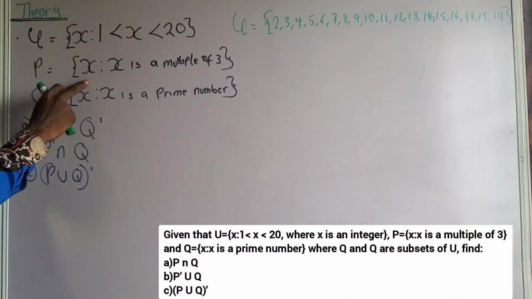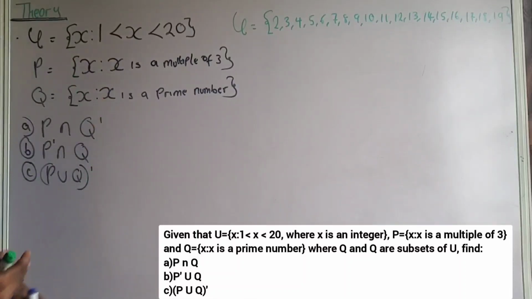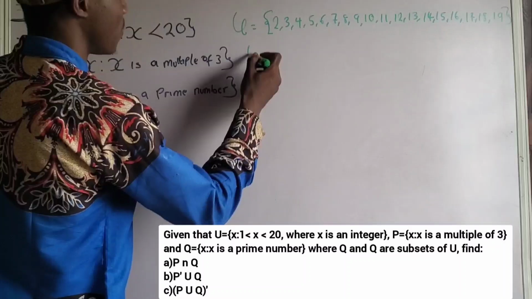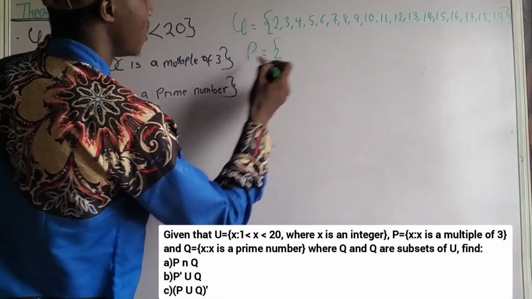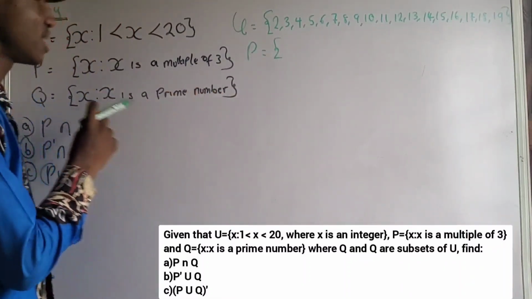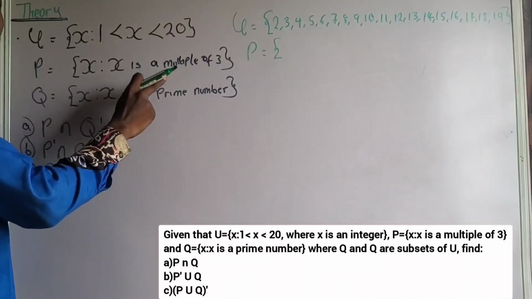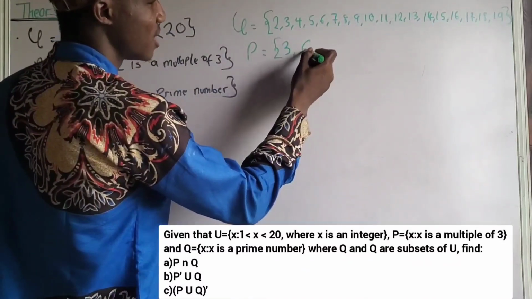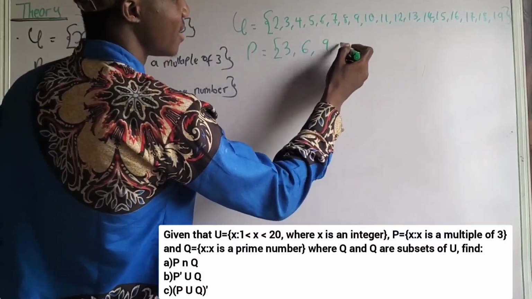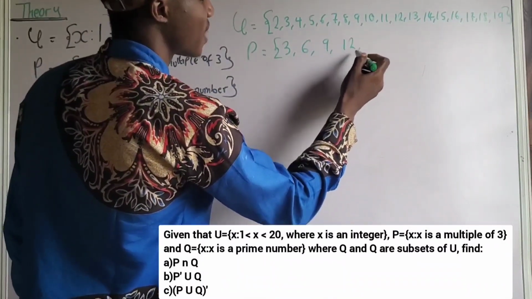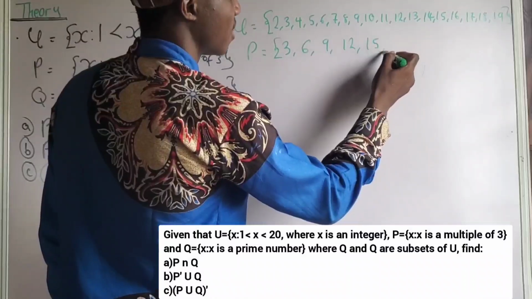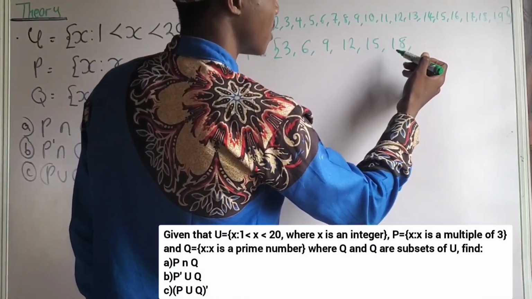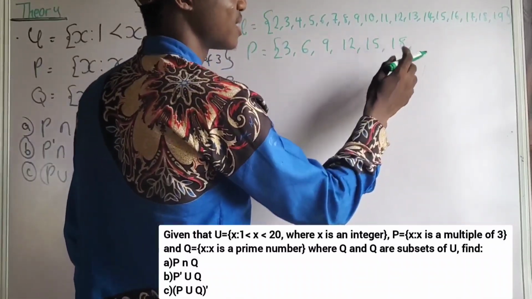Okay, now look at the other set. P equals x such that x is a multiple of 3. For set P, I'm going to have 3 times 1, that is 3, because x is a multiple of 3. Are you getting what I'm trying to say? So 3 times 1 is 3, 3 times 2 is 6, 3 times 3 is 9, 3 times 4 is 12, 3 times 5 is 15, 3 times 6 is 18, 3 times 7 is 21.